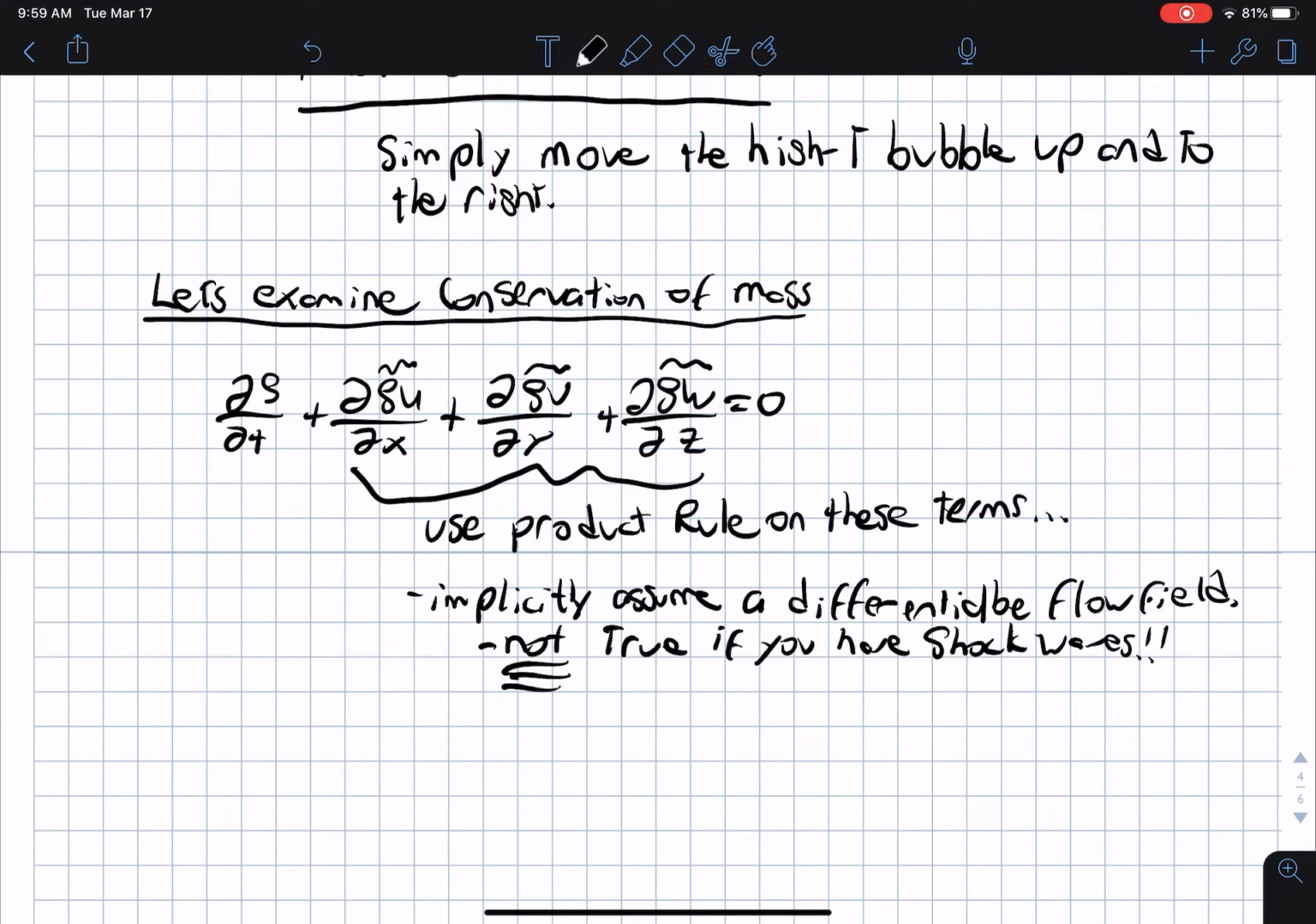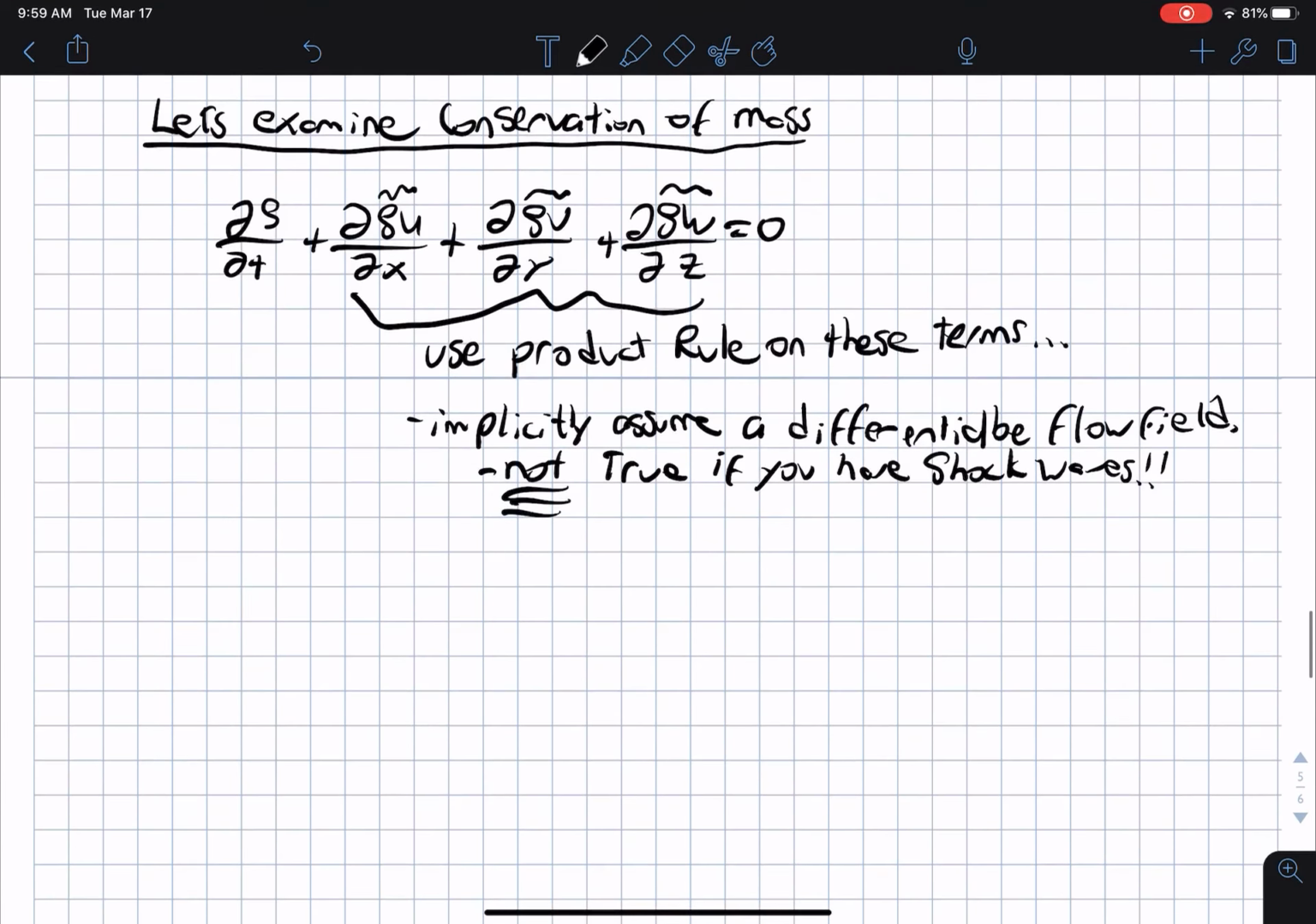Okay, so a lot of us who work with compressible flows cannot use the product rule here because we have non-differentiable quantities. But here we're just going to assume that the flow field is smooth and we can safely use the product rule. Okay, so I'm going to expand everything out. This is going to look like a huge mess at first.